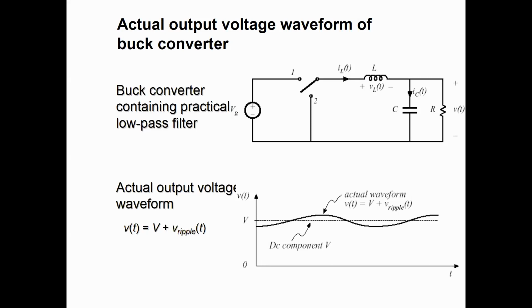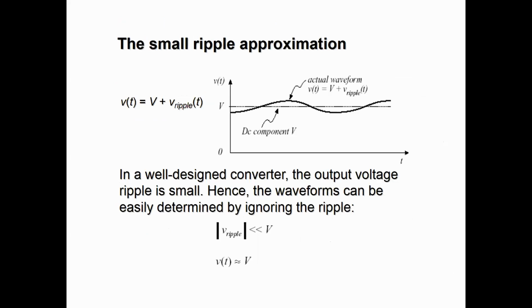Now we want to eliminate these ripples. They can be minimized, but they cannot be 100% eliminated. In a well-designed converter, the ripple in the output waveform should be small. The ripple can be minimized, but it cannot be eliminated completely because it's a practical condition.